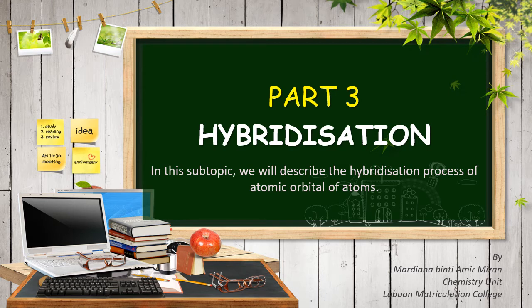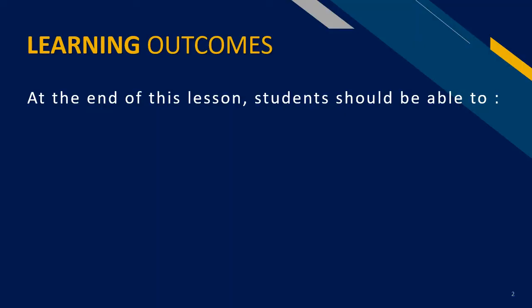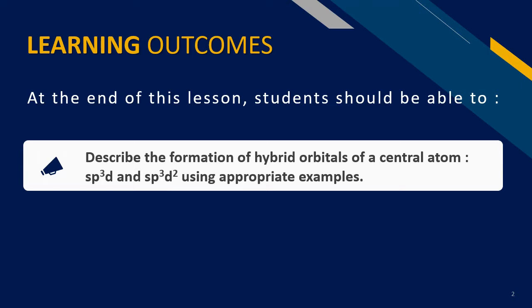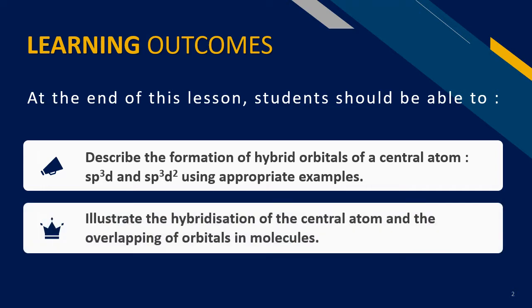Hi, today we are going to learn hybridization. In this topic, we will describe the hybridization process of atomic orbitals of atoms. At the end of this lesson, students should be able to describe the formation of hybrid orbitals of a central atom for sp³d and sp³d² using appropriate examples. Students also need to illustrate the hybridization of the central atom and the overlapping of orbitals in the molecules.